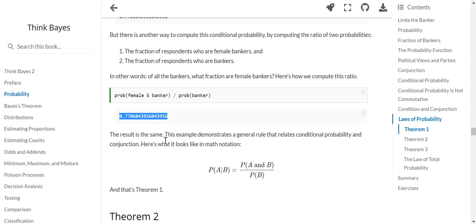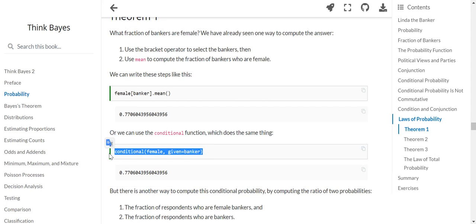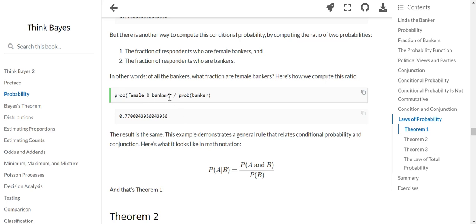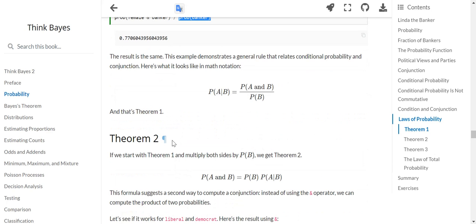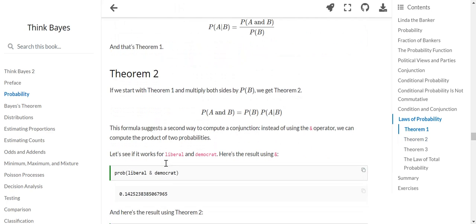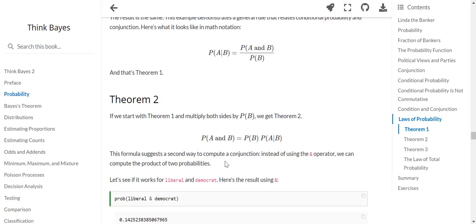This demonstrates that the conditional probability P(A given B) is equivalent to P(A and B) divided by P(B). A given B, because here B was your banker and the given one is also in the denominator. That makes sense. If we start with theorem 1, we can just multiply both sides with P(B) and get this. This is also reasonable, as long as P(B) is not 0, but then I guess there would be some limits. This formula suggests a second way to compute a conjunction.